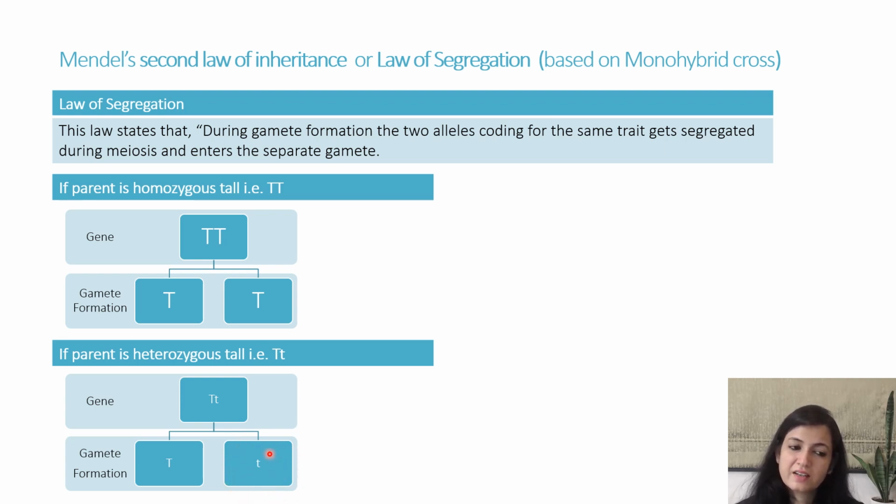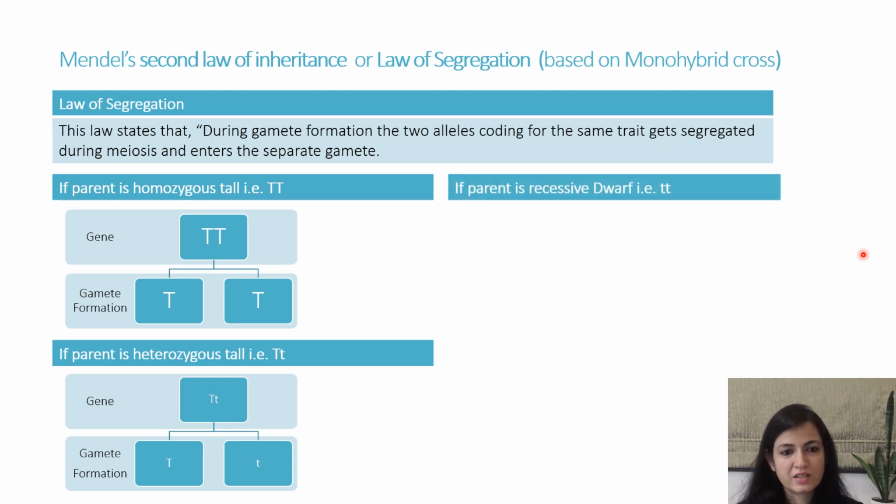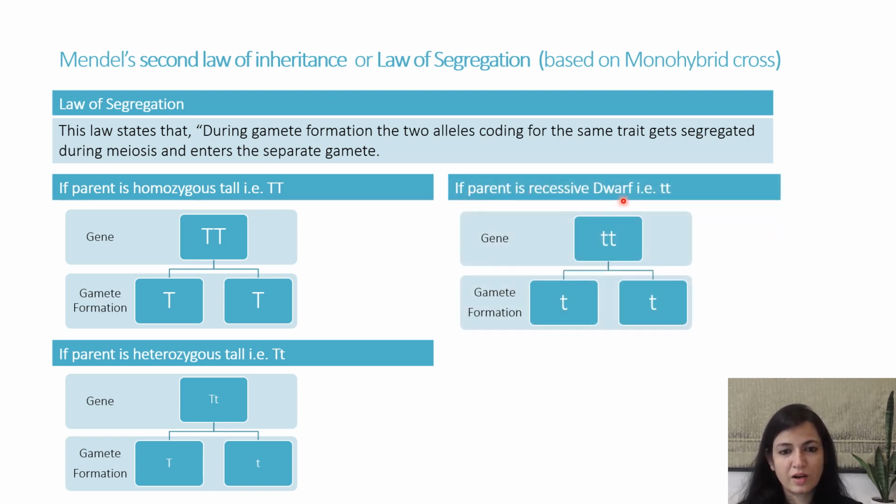So we can say this is the law of purity of gametes, because the gamete is always pure for a character, always pure for a particular trait. Therefore, the second law of inheritance, the law of segregation, is also known as the law of purity of gametes. Fine. We have one more condition, in which the parent is dwarf and the genotype is small t small t. In this case, the two alleles, small t and small t, will enter separate gametes, and the gametes here also will receive the same allele, right?